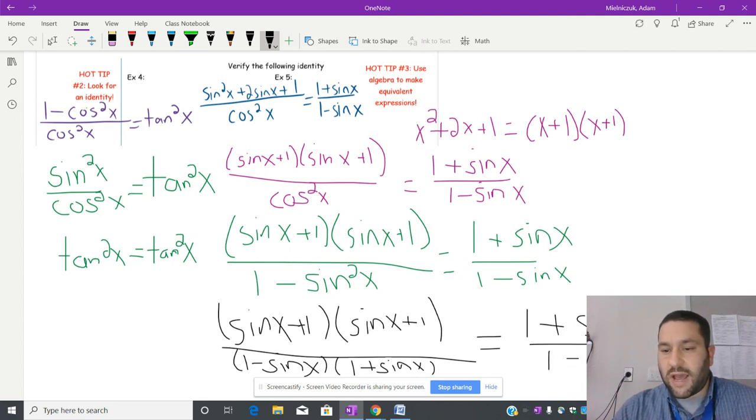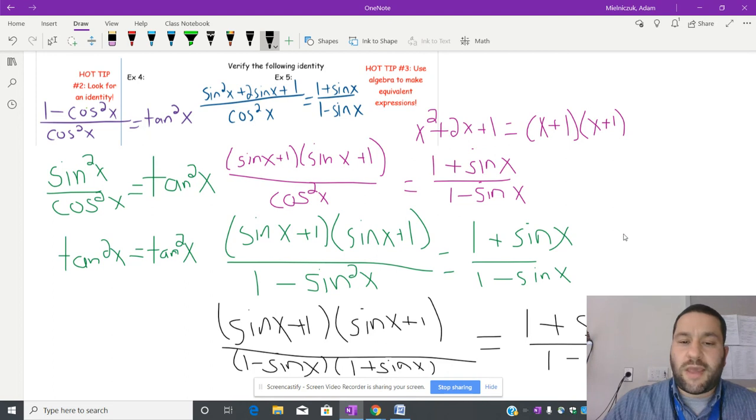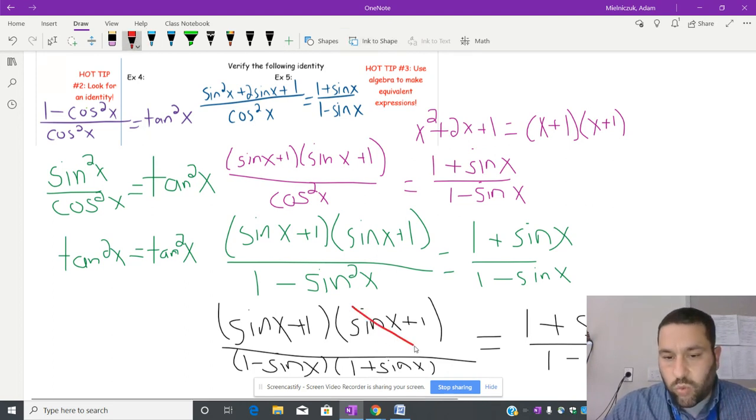So we followed all our hot tips. We've rewritten things in terms of sine and cosine. We've looked for identities. We've used algebra to make equivalent expressions. What I see is that sine x plus 1 is the same as 1 plus sine x, so I can cancel those.